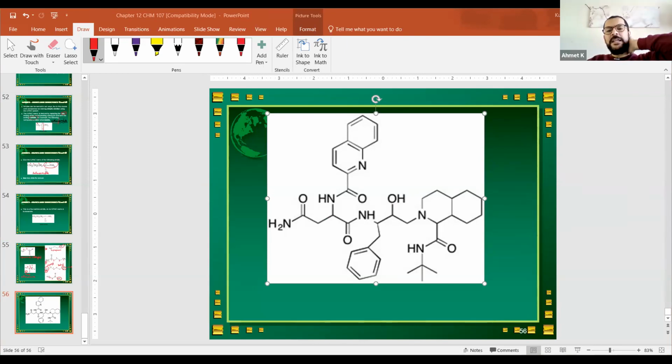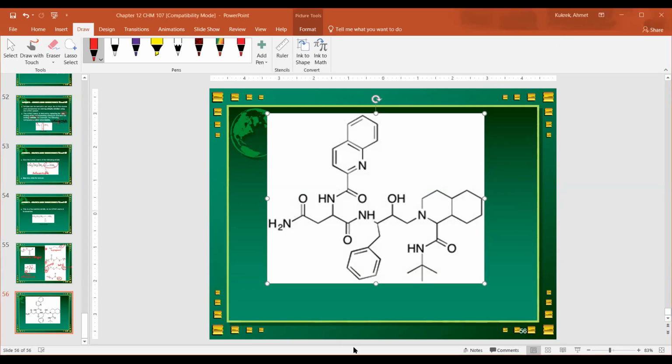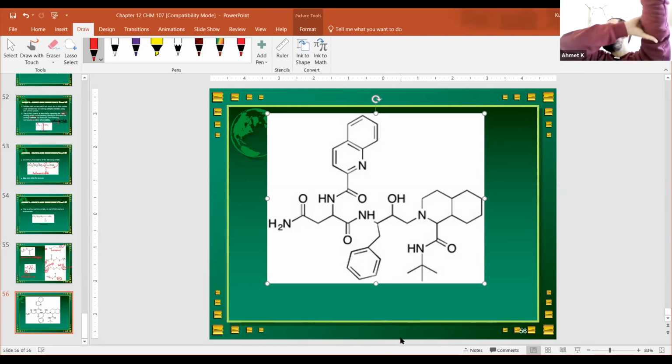Yeah, it's actually one of the drugs that they make. It inhibits the HIV virus from doing what it's supposed to do, so that the HIV patient can survive, basically. As you can see, this is a very complex drug, but it doesn't really matter. Now you've seen some of the functional groups, right?